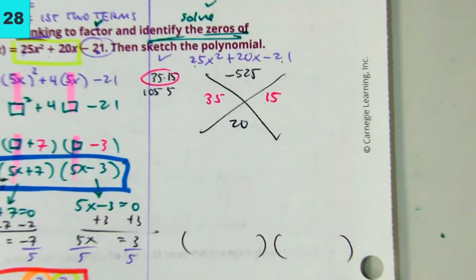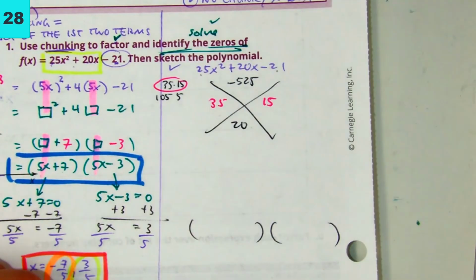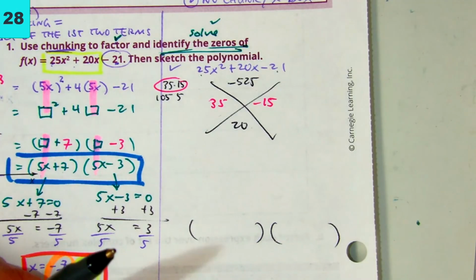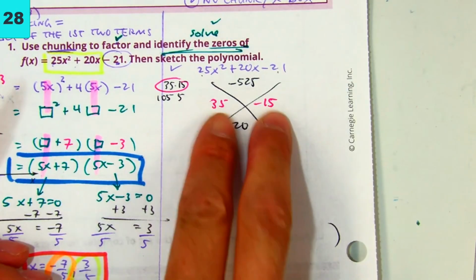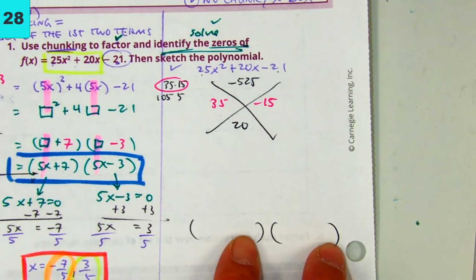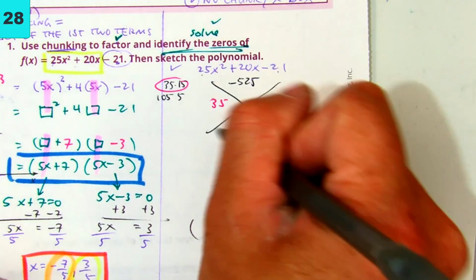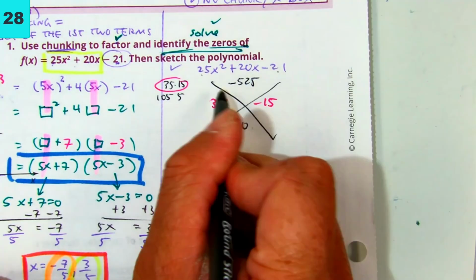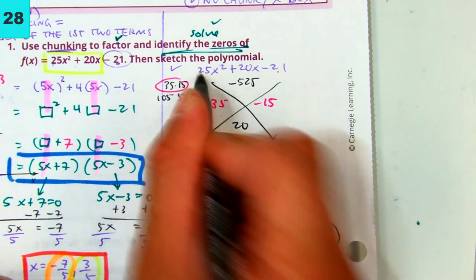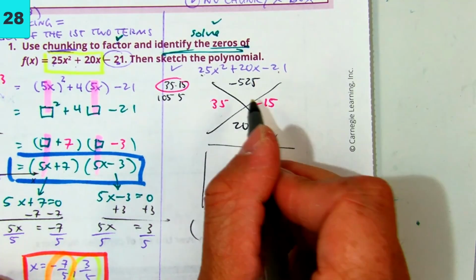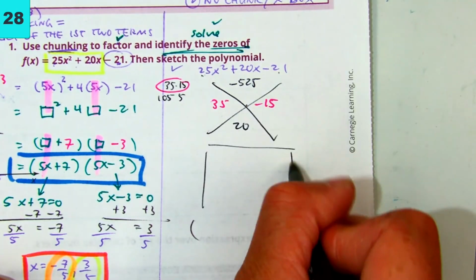Class, which one is negative? 15. Now, question. I'm going to ask the question and then just show me your thumbs. Should I put 35 and negative 15 into my factors? Show me your thumbs. That's a no, right? Because you only use the x when a is equal to 1. But when a is greater than 1, you have to use both the x and the box.